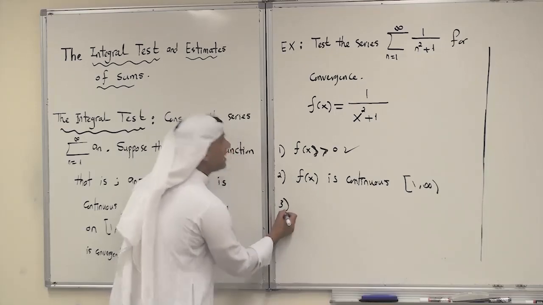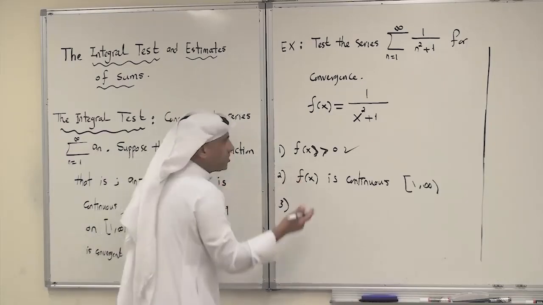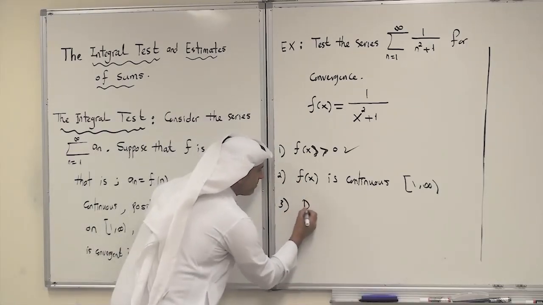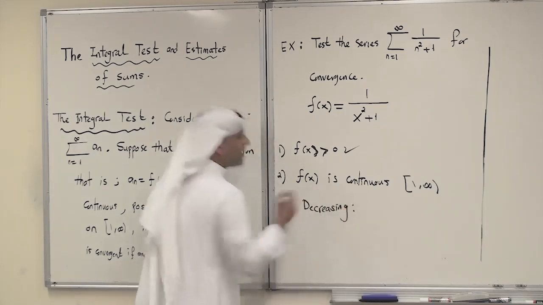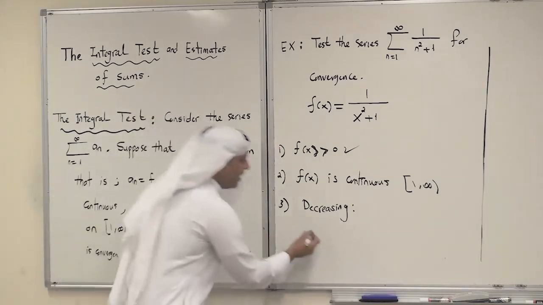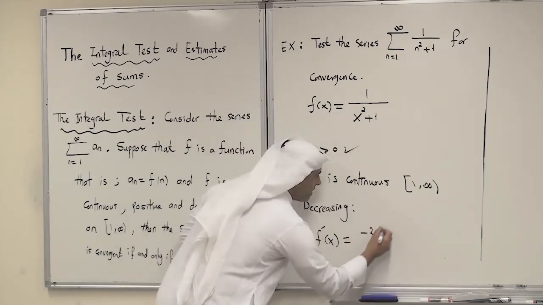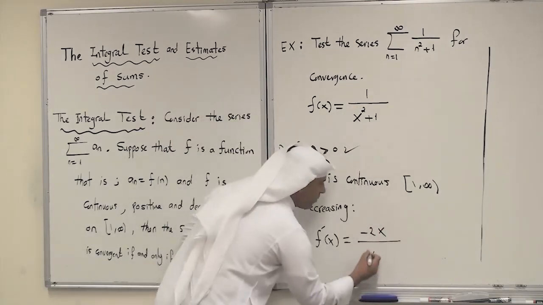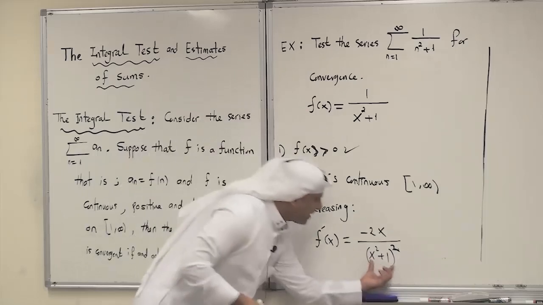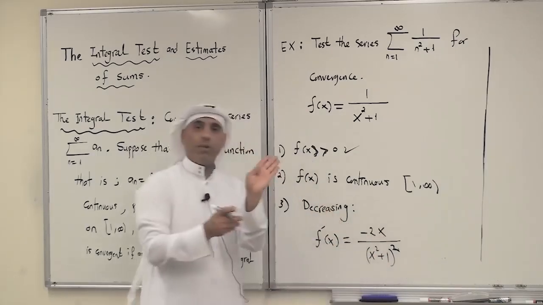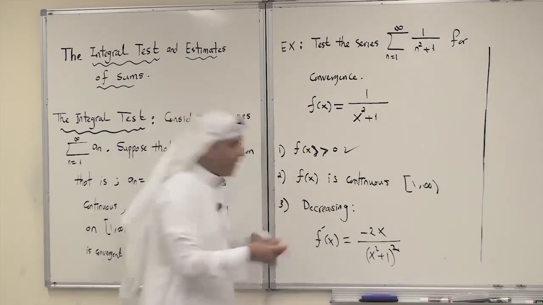The third one: is it decreasing? Is the function f of x decreasing from 1 to infinity? We need to check this one. For the decreasing part, we may use the derivative to justify our conclusion. So I will take the derivative of the function. You see that f prime of x, using the quotient rule, is minus 2x, the derivative of the denominator, over x squared plus 1, all squared. Clearly, the denominator is positive all the time. Minus 2x will be negative after 0, and positive before 0.